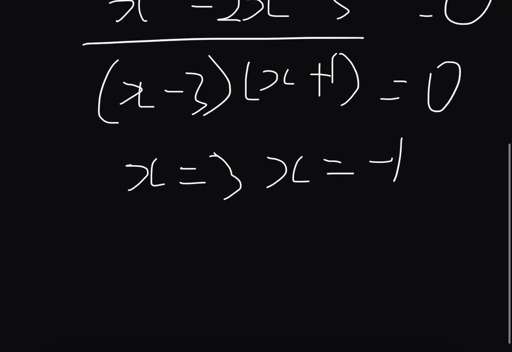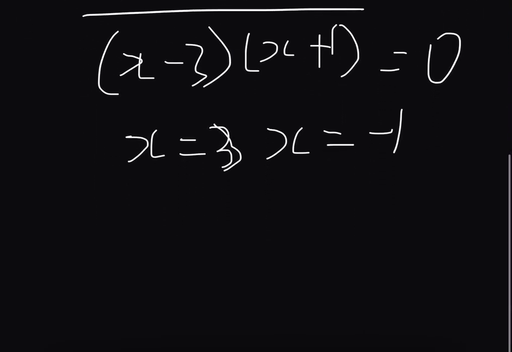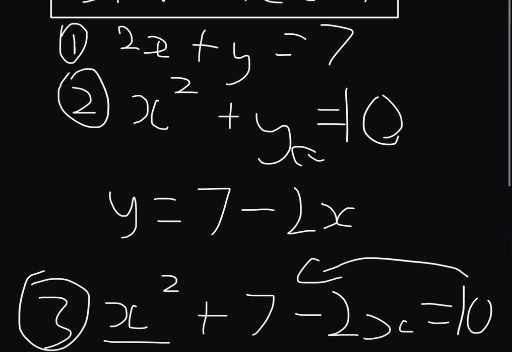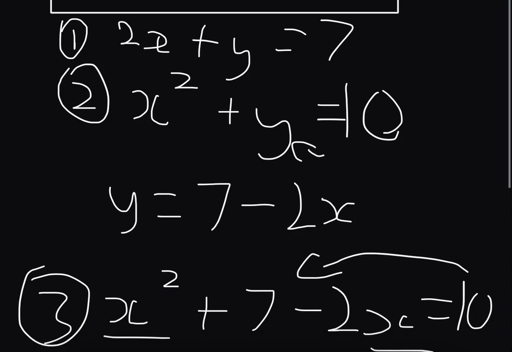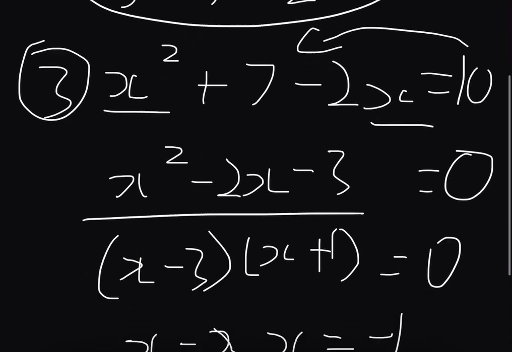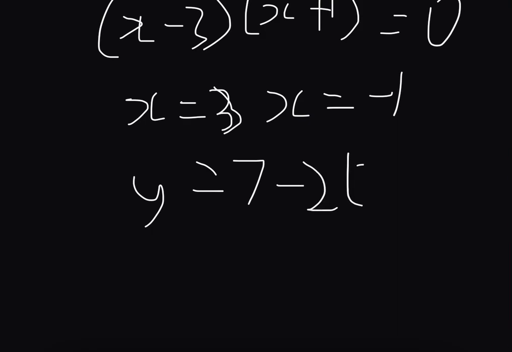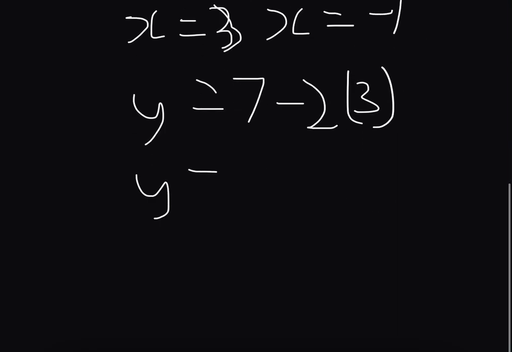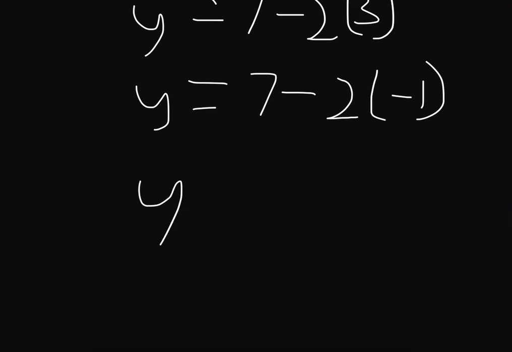Now we know what x is, and we just need to solve for y. Here we put this into any equation you want. If we put it into this third equation, then we can see that y equals 7 minus 2 times 3, and y equals 7 minus 2 times minus 1.